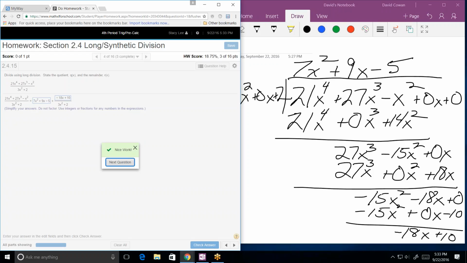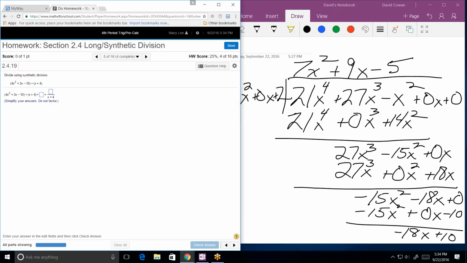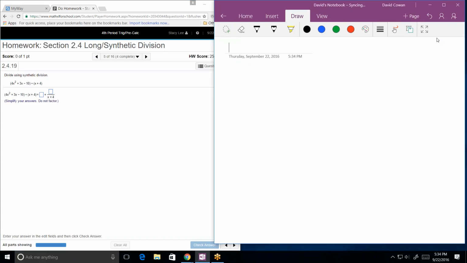All right. So what we learned was pretty important here, something that I wasn't 100% sure of. Can't use synthetic division on these kind of problems. And you do need dummy variables in all positions in both the dividend and the divisor. Okay, this is relatively easy. Oh, that's because they want you to use synthetic division on this one.